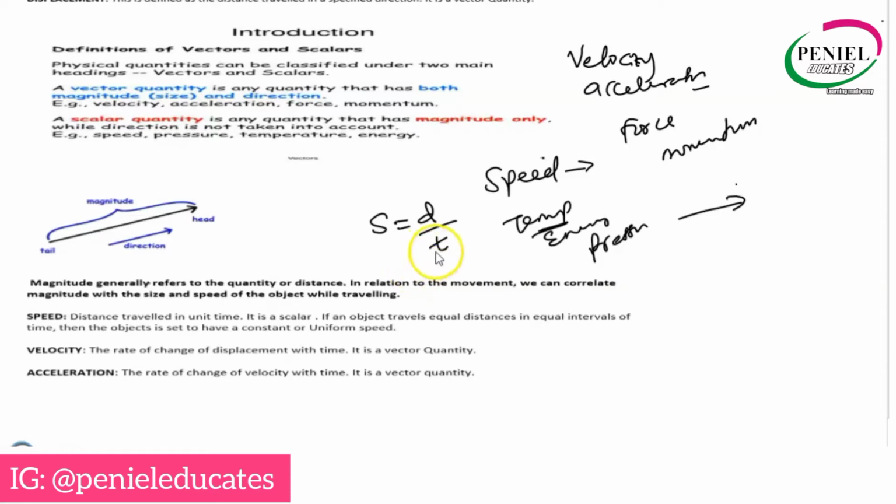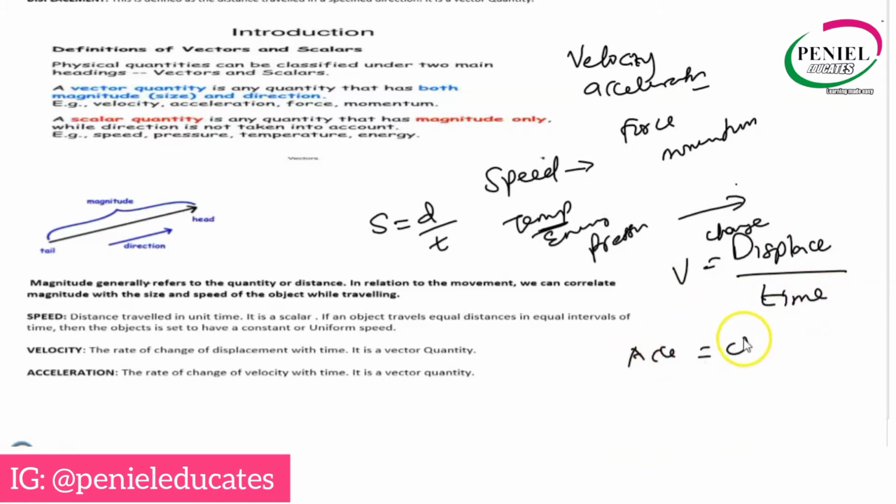Velocity is the rate of change of displacement with time. If displacement is a vector quantity, velocity is the rate of change of displacement with time. And we have acceleration, which is the change of velocity with time. All right, let's move to the other slide.